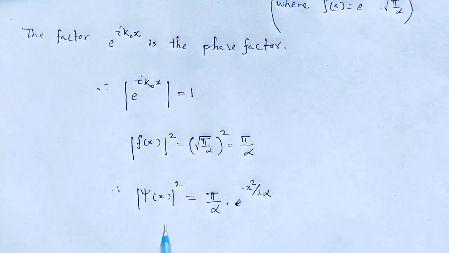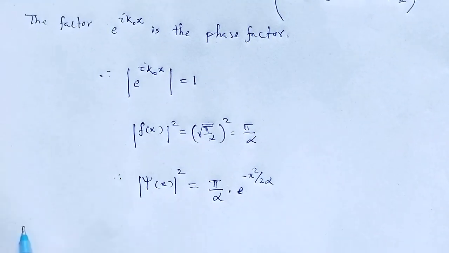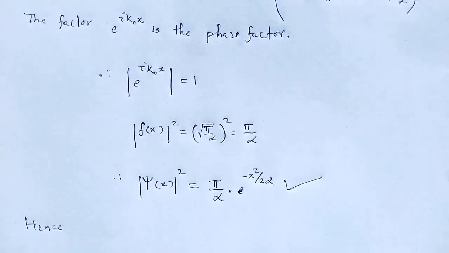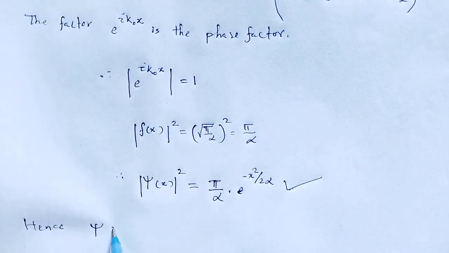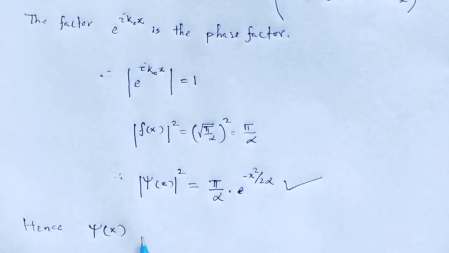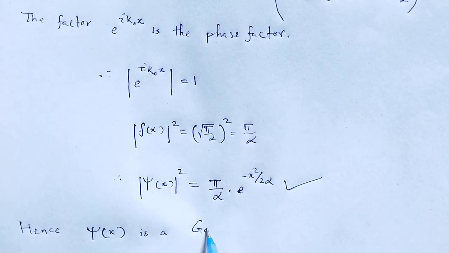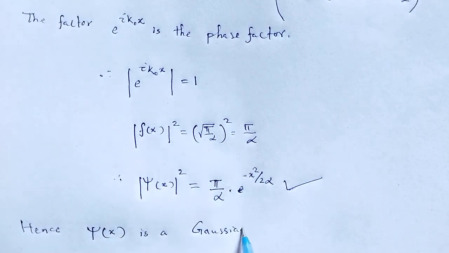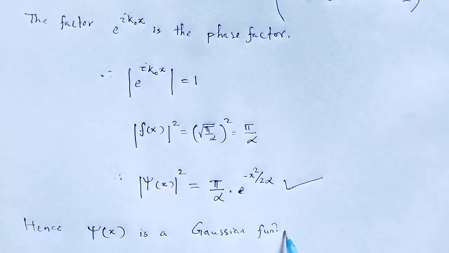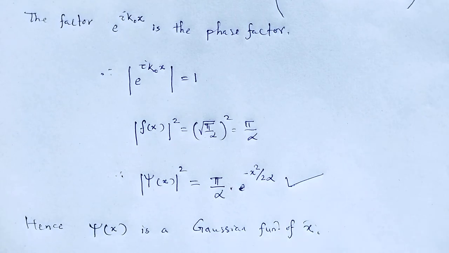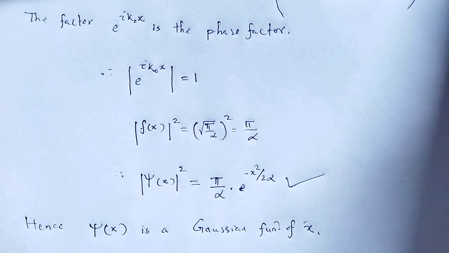Hence we can say that psi of x satisfies all the rules of a Gaussian function. Hence psi of x, that wave function, is a Gaussian function of x. Therefore, the wave packet we considered is known as the Gaussian wave packet.